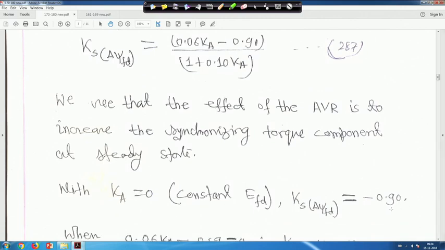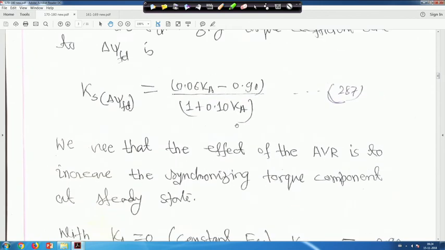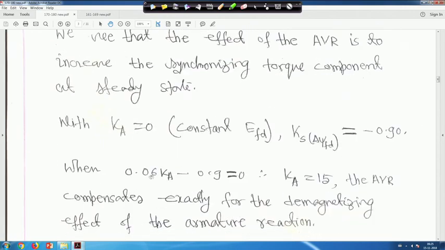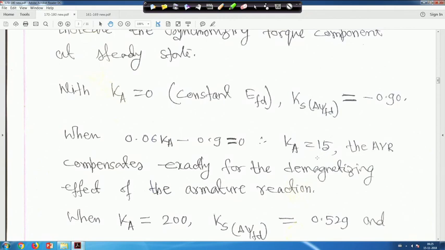So, this simply will get minus 0.9. Now, if the numerator, 0.06 K minus 0.9, is set to 0, that is, 0.06 K minus 0.9 is equal to 0, you will get K equal to 15. That means the AVR compensates exactly for the demagnetizing effect of the armature reaction.